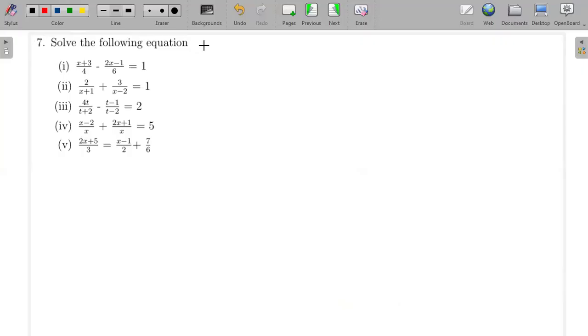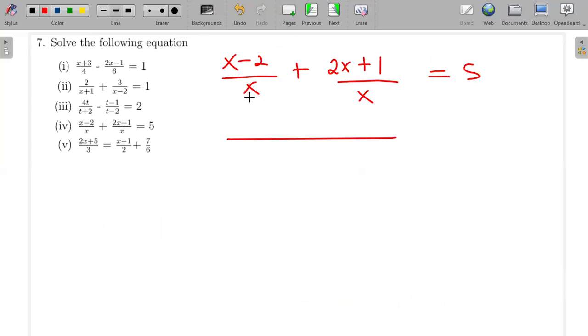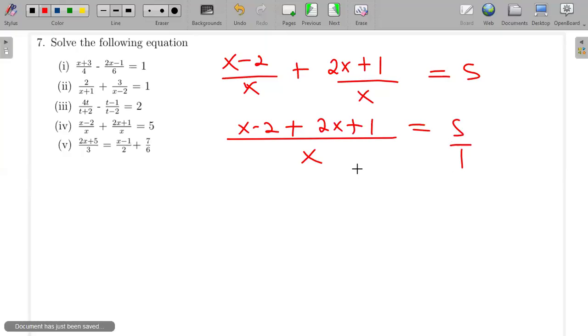So part 4, we have (x − 2)/x + (2x + 1)/x = 5. So we can see here it's over x, over x. So x is our common denominator. Okay, so x into there, 1 multiplied by that, we still get x − 2, plus here we still get 2x + 1, is equal to 5 over 1.